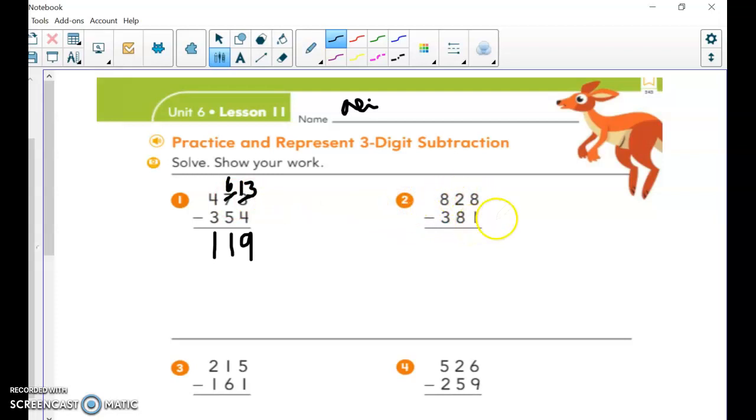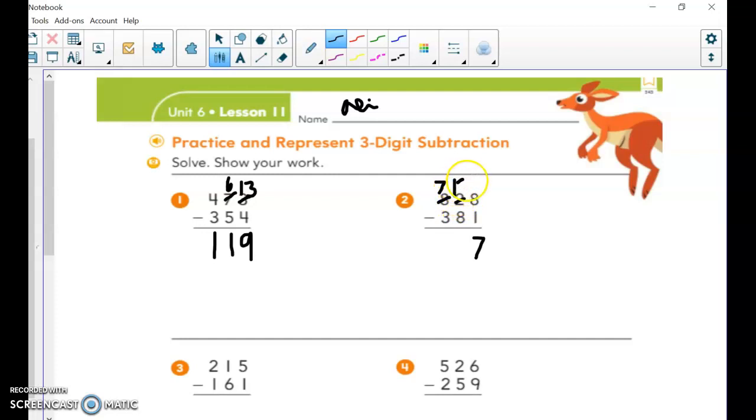Number 2, 8 minus 1. Can we do that? Yes, we can. So we don't have to ungroup anything for the ones place. We have enough ones. 8 minus 1 is 7. Now we come to our tens. We have 2 tens and we're trying to take away 8 tens. Does that work? Nope. So we have to go over to the hundreds, ungroup, and give that over to the tens.